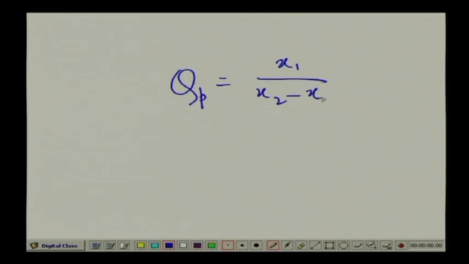Let us take a blank page, it will be more clear. You see, in the enhanced negative feedback topology what we got is a subtractive term, is not it? Qp I can write like this: 1 upon x1 x2 minus x3, is not it. This is in the enhanced negative feedback topology.